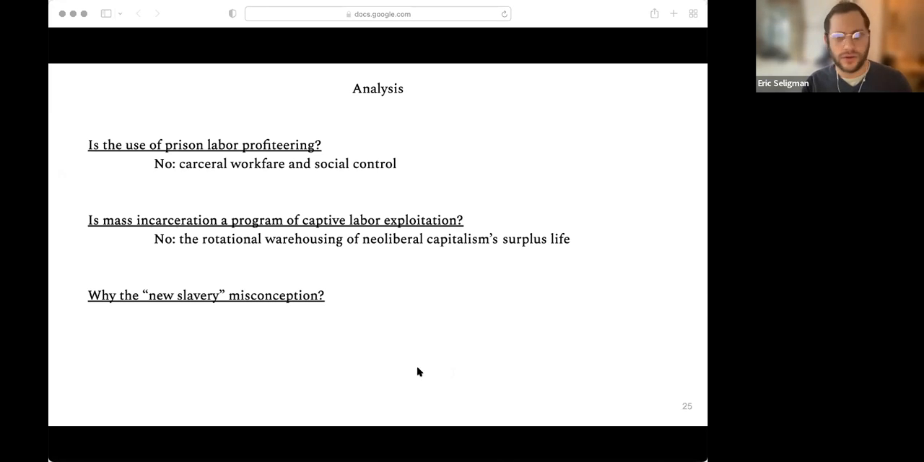And so I think just a minute to wrap up this slide. Is mass incarceration a program of captive labor exploitation? Our answer is simply no. If it were, we would have seen levels of labor rise, and we would have seen more labor in the form of private commodity production, but levels of labor drop, and most labor is done for the state simply to reproduce prison.